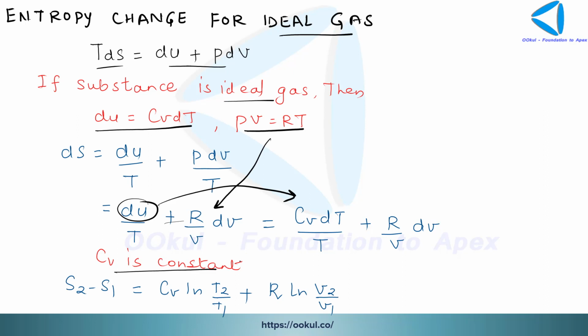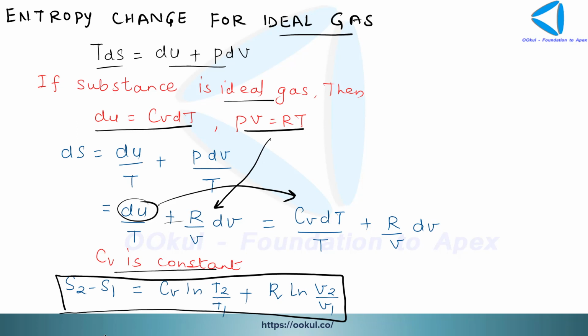If Cv is constant, it can be taken out of the integration. Now integrating, we get the integral of dS from 1 to 2, which gives S2 minus S1, equal to Cv times the integration of dT by T from 1 to 2, which gives ln of T2 by T1. R is constant, taking it outside, the integration of dV by V from 1 to 2 gives ln V2 by V1. This is the expression we get for the entropy change of an ideal gas, in which we know Cv and R, and the initial and final temperatures and the initial and final volumes.